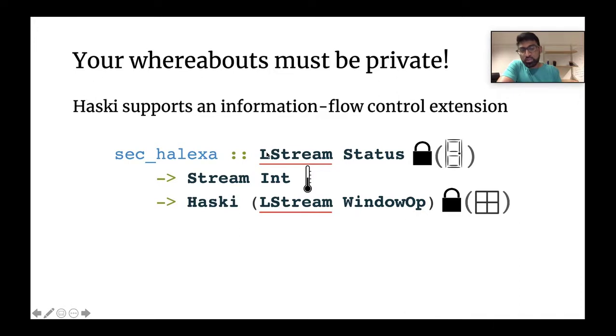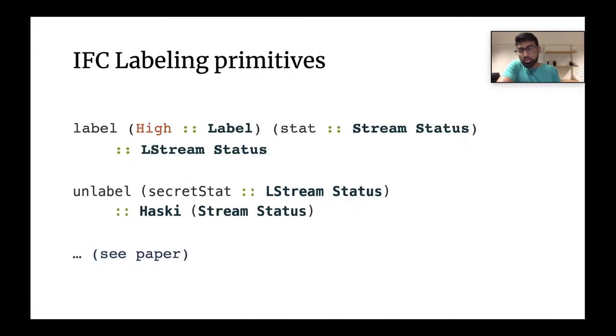Labeled streams can be programmed against using labeling primitives. So here are two such primitives: label and unlabel. A label associates a label with a stream and produces a labeled stream. So here we're saying to use the high label, which indicates that the information is of high sensitivity, and we give it the status stream, and then it produces a labeled stream which is of high sensitivity.